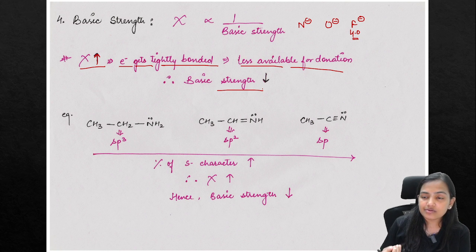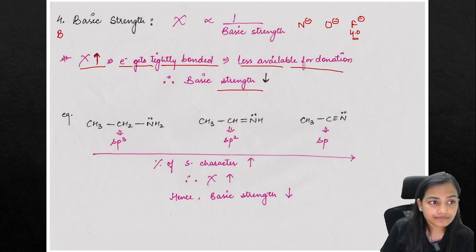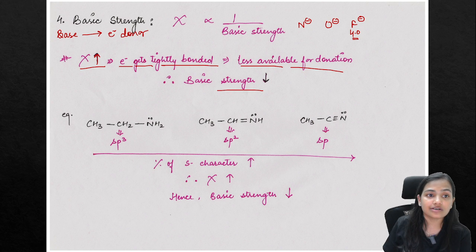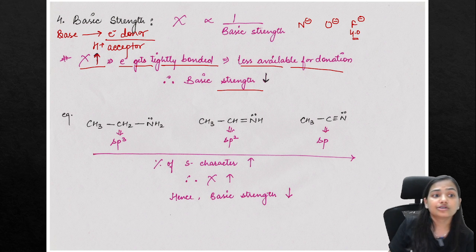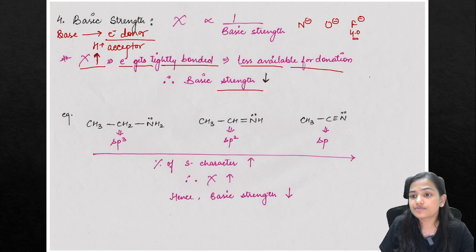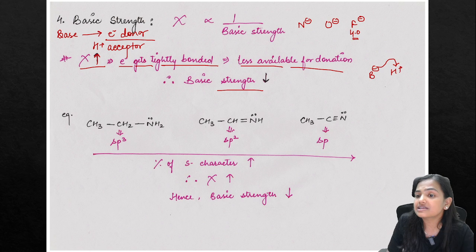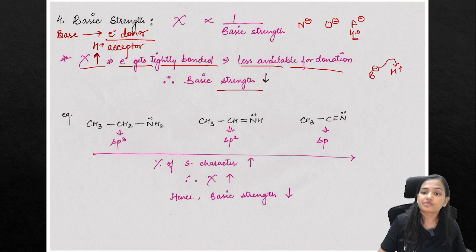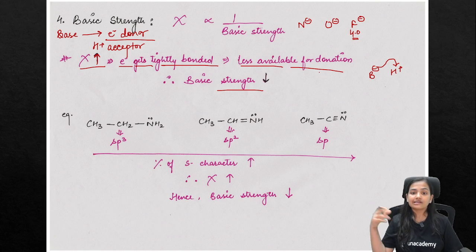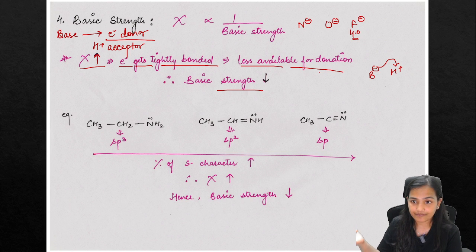So actually you need to know what a base is. A base is an electron donor, or you can say that this is a proton acceptor. Any species that can give its electron easily to H positive. If this is B negative, and it can accept the proton very easily, it has a tendency to give the electron pair to the vacant orbital of the H positive. So if the electrons are easily able to be donated, then the basic strength increases, and if they are less available for donation, the basic strength decreases.